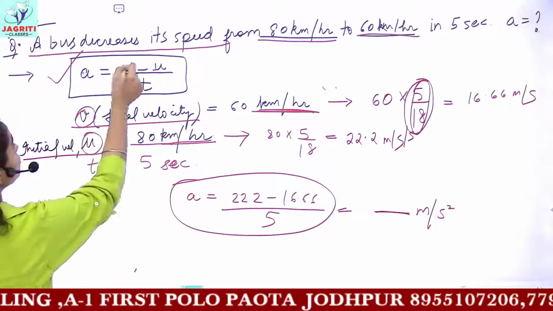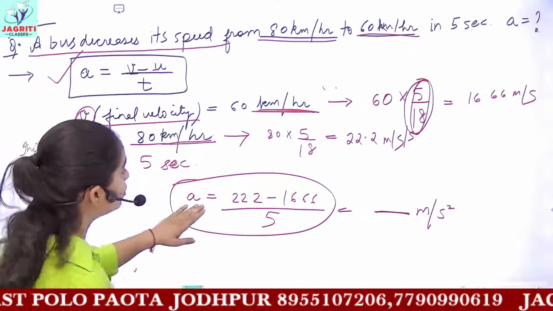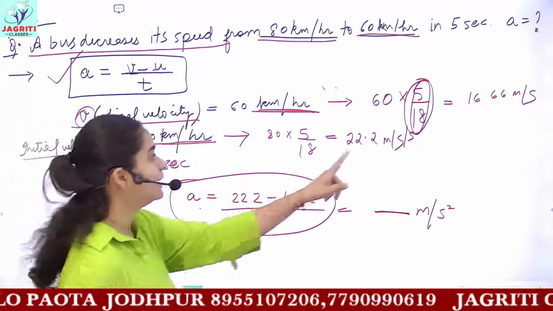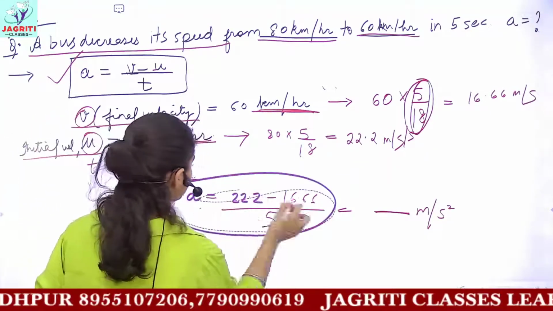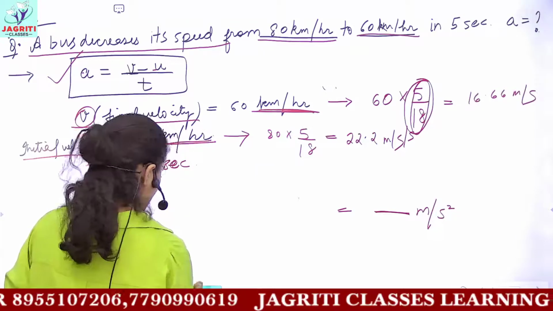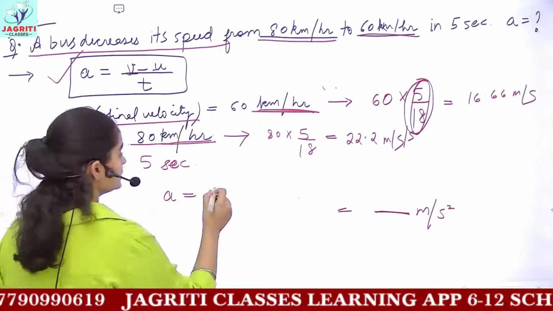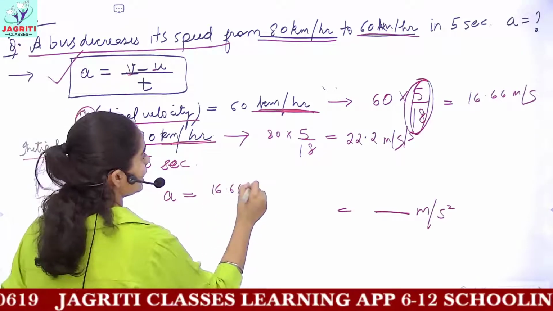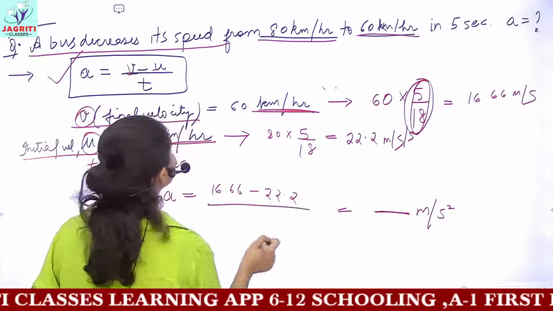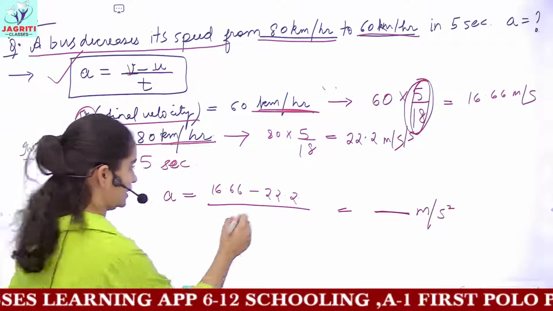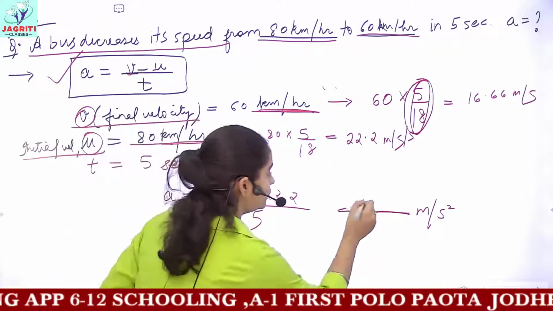Why? Because we have to write first the value of v, that is final velocity. So what is the value of final velocity? Final velocity is 16.66. So this formula would become what? We'll get acceleration equals final velocity v. So v is 16.66 minus u comes out to be 22.2 upon time. The given time is what? 5 seconds. So now whatever answer you get, you will get the answer to be negative.